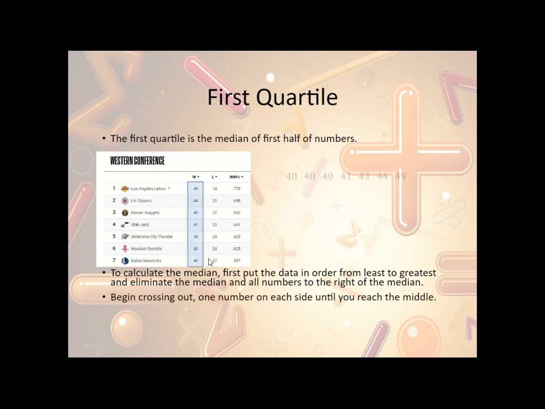So we have our whole data set, but really our median was 41. So we don't care about anything on this side. It's just these numbers that are left of this. So we have 40, 40, and 40. So now we're going to go ahead and find the median of that set. So we cut this one, and we're left with just 40. So 40 is our first quartile.